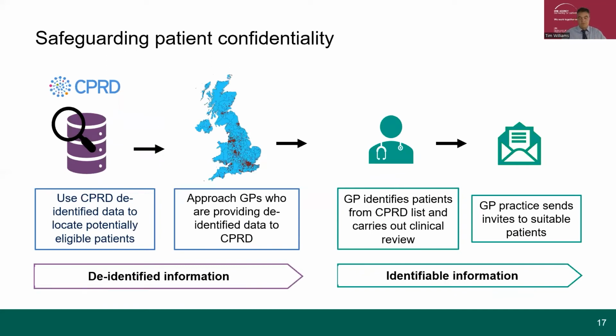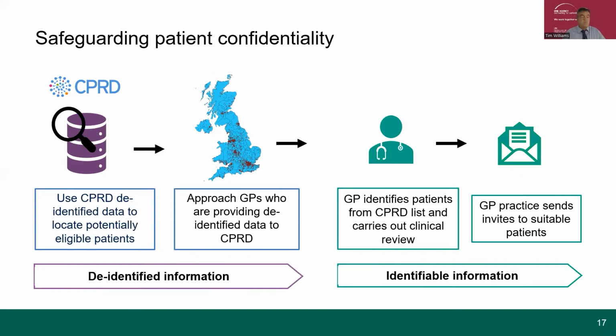Now, as I mentioned previously, CPRD is an anonymous data source, so we need to be able to do this safeguarding patient confidentiality. So this is all done with CAG, I mentioned it earlier, the Confidentiality Advisory Group, and REC approval. So the study will have REC approval. It needs to be clear that this is the method of recruitment that's being taken. The patient data that we look at is de-identified. CPRD only know where the patient is and not who the patient is.